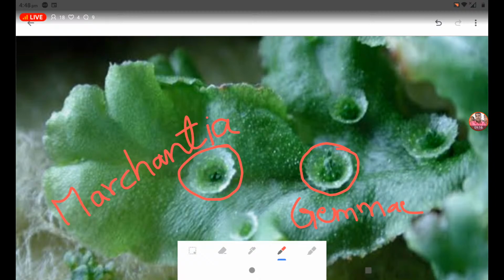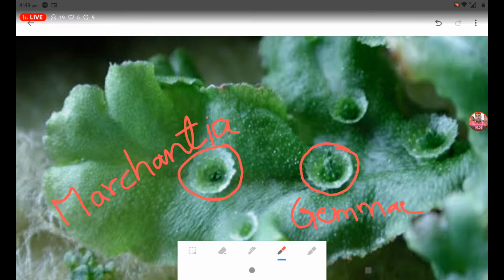Vegetative reproduction can be promoted by two methods: one is fragmentation, another is gemma cups. In fragmentation, the thallus body can break into small fragments. Such a fragment can be separated and grown into another individual plant. At the same time, gemma cups can also be separated from the parental plant and grown into another individual plant. So we find two methods, fragmentation and gemma cups, found only in liverworts, that means only in the Hepaticopsida.